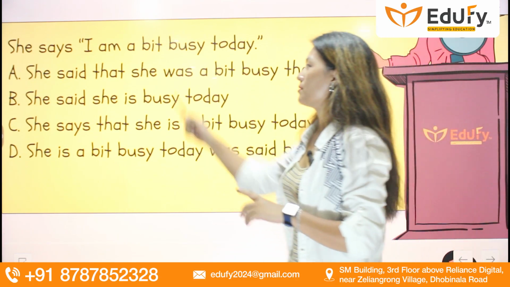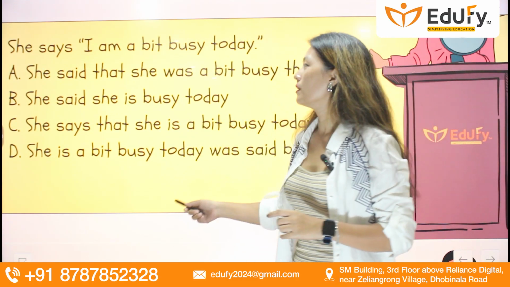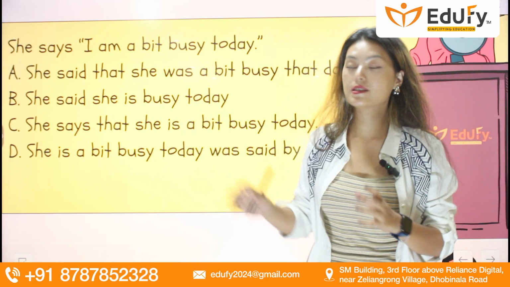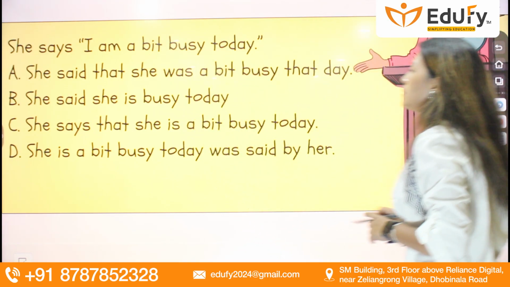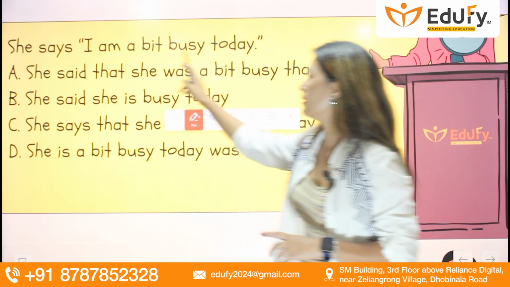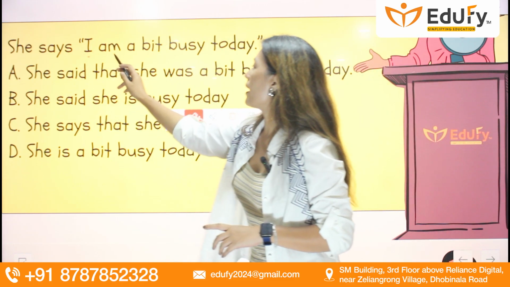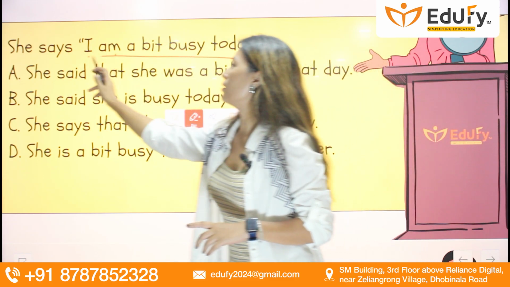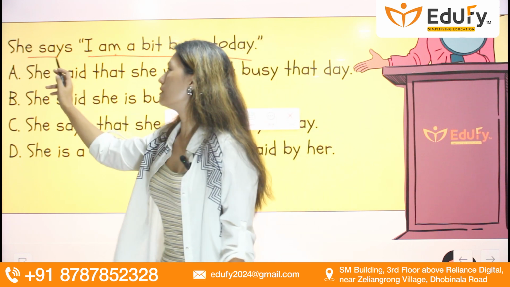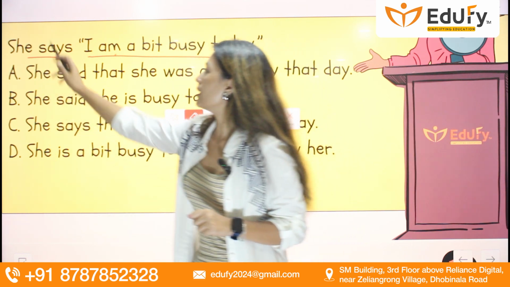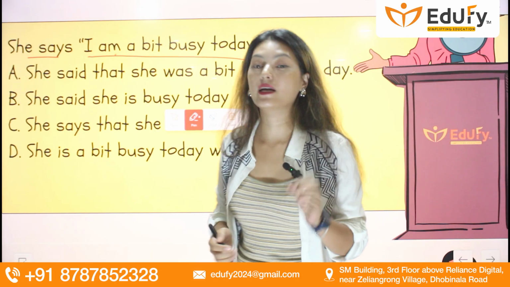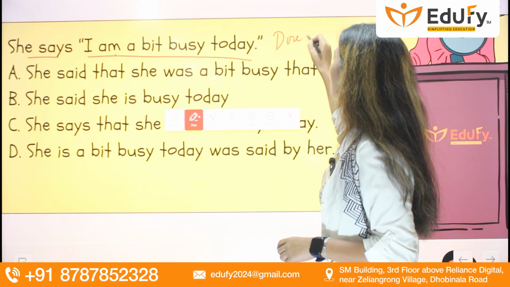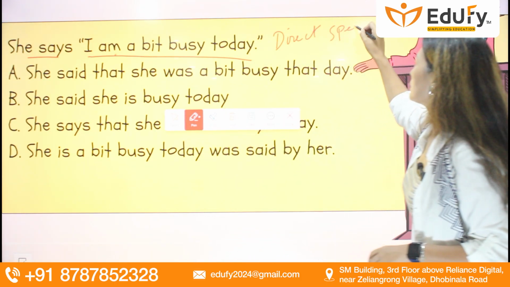Let's take a look at this very example given to you here. In this first question, I'm saying this is a sentence where you find that the dialogue of the speaker is kept exactly the same. "I am a bit busy today." Who said this? She says. So what have I done? She had said something to me and I'm reporting it to you. However, I have kept her dialogue exactly the same. So therefore, this is a direct speech.